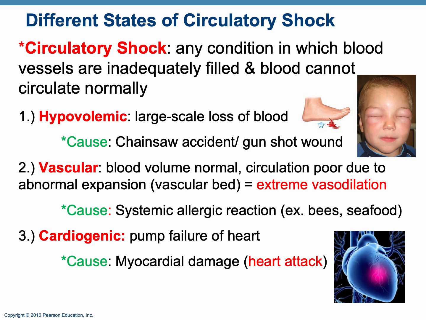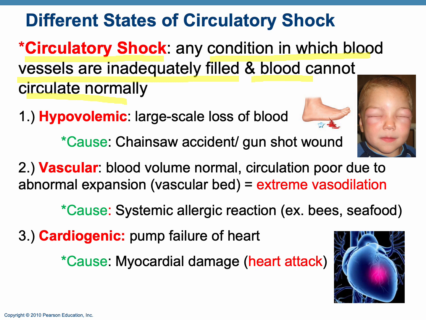We're now going to take a look at the different states of circulatory shock, the different states of overall circulatory shock. So when we look at circulatory shock, it is any condition in which blood vessels are inadequately filled and blood cannot circulate normally.